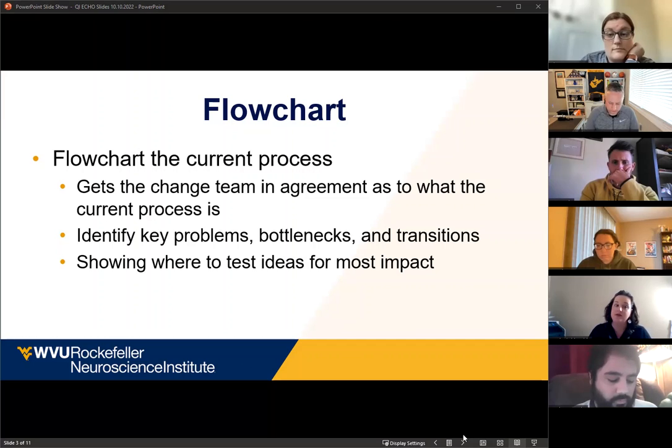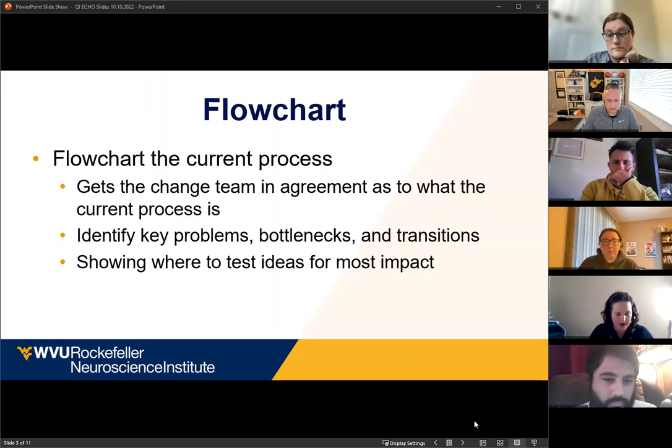You can either have someone on the change team start the flow chart, and then when you all get together as a team, agree that that is indeed the process and nothing has been left out. Or at one of your early change team meetings, you can put the flow chart together together.